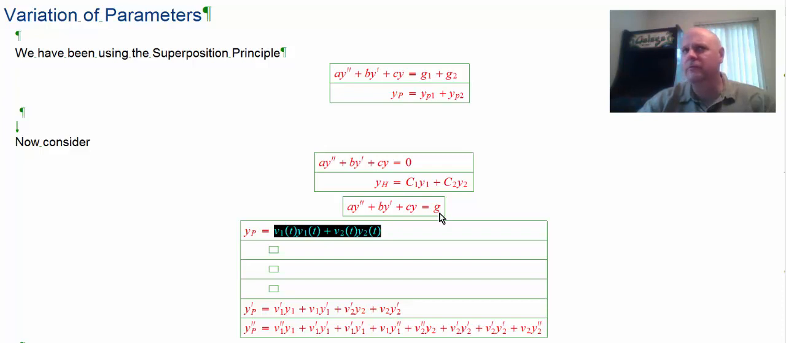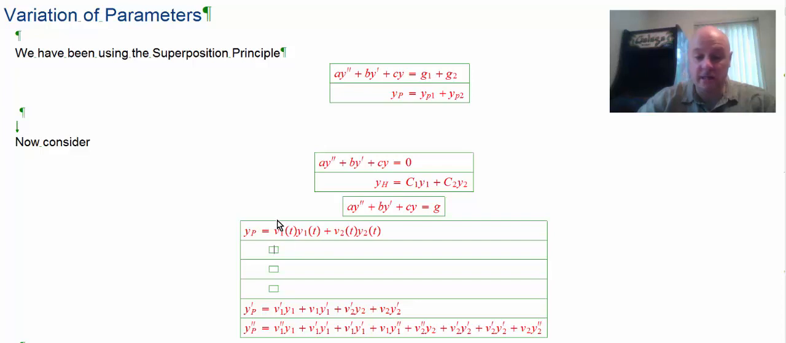Thinking about two unknowns, basically I need two equations. So I'm looking for two equations that will define v1 and v2. If we're subbing this particular solution into the left-hand side of this non-homogeneous differential equation, then I need the first derivative and I need the second derivative. So here's our proposed particular solution, v1y1 plus v2y2. The v's are both functions of time, and the y's are functions of time.